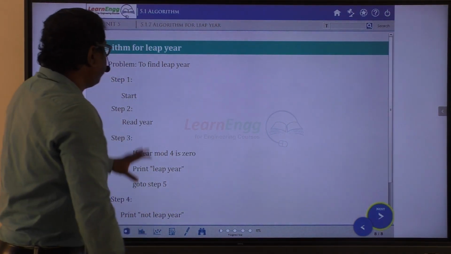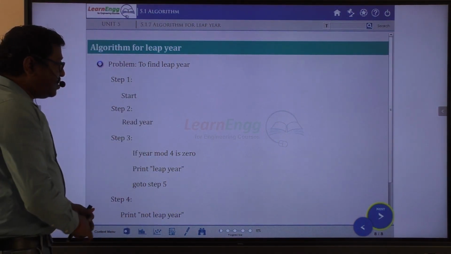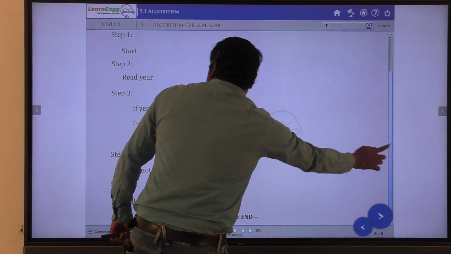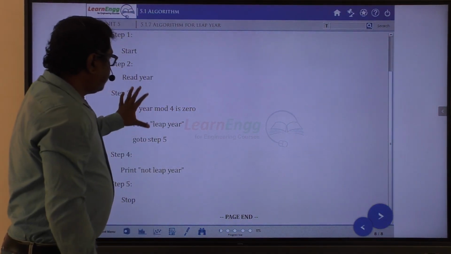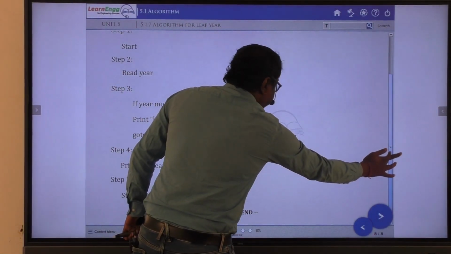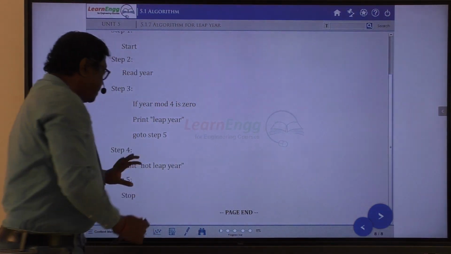Then another example is the program for a leap year. You have to understand the process to find the leap year. If you understand the problem, then write the simple statements, so it will give the result whether it is a leap year or not.